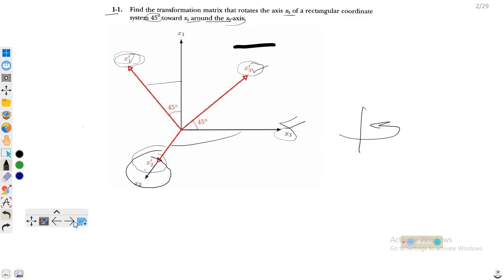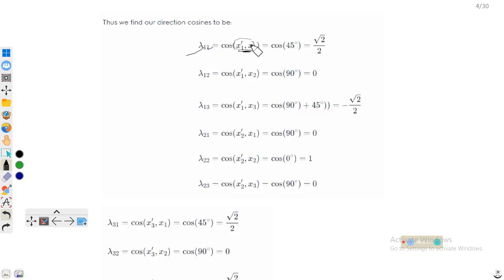So in this case we will write cos 45, which is 1 over root 2, or you can write it as root 2 over 2. Similarly, lambda 1 2, because we have a matrix like this: lambda 1 1, lambda 1 2, lambda 1 3, lambda 2 1, lambda 2 2, lambda 2 3, and lambda 3 1, lambda 3 2, and lambda 3 3. And this matrix we have to obtain.